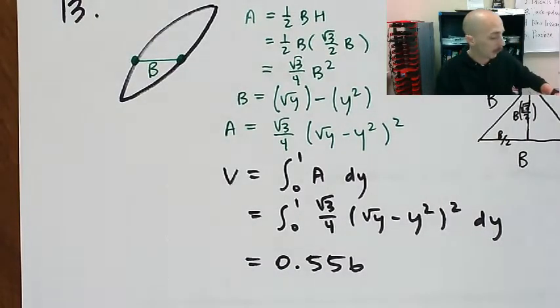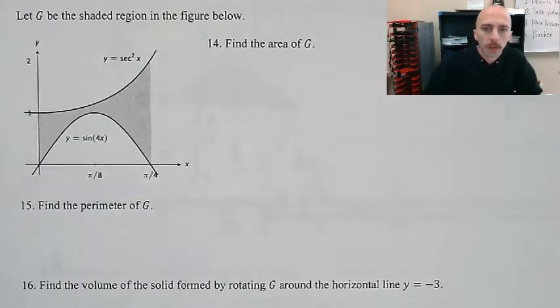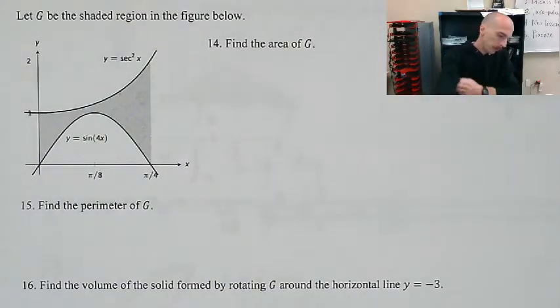Okay, and those 13 problems in and of themselves were a good exercise in all three types of volume problems. But I've got 2 more pages. All right. Okay, now number 14, we're going to find the area and then the perimeter and then a volume.